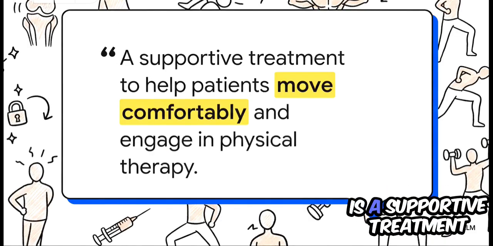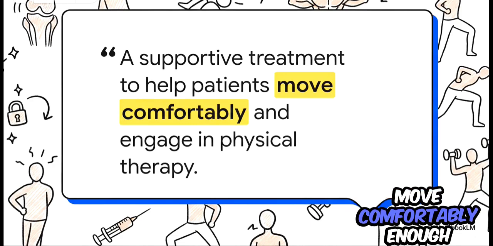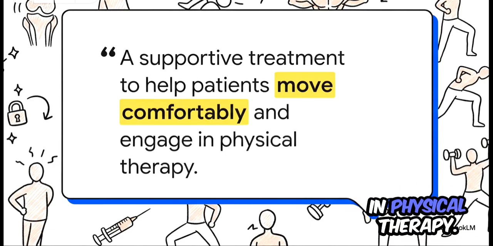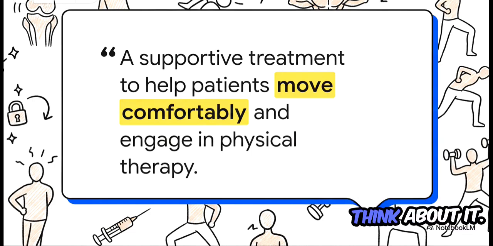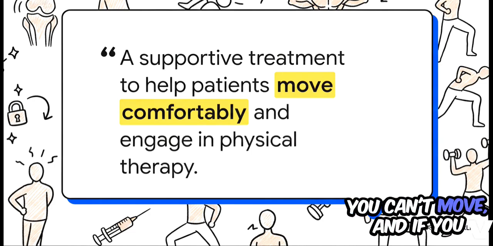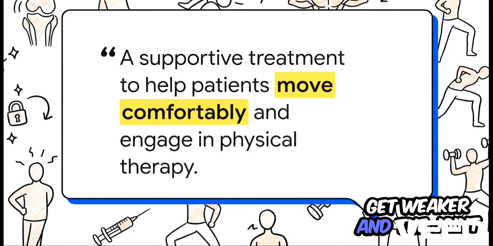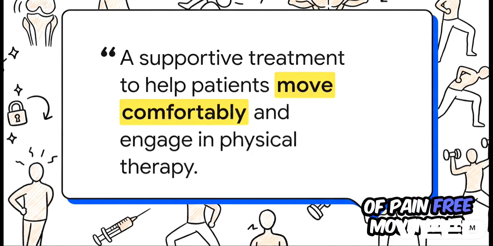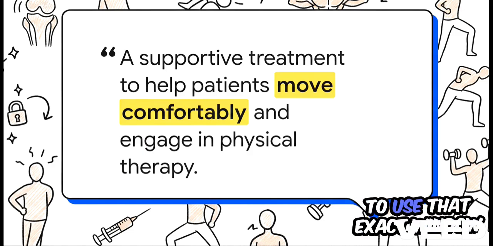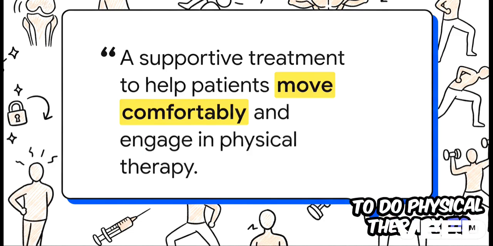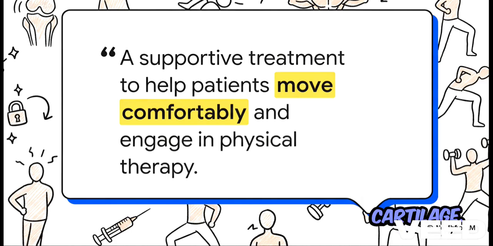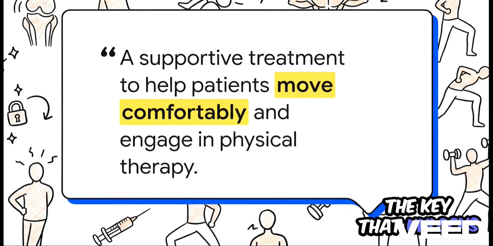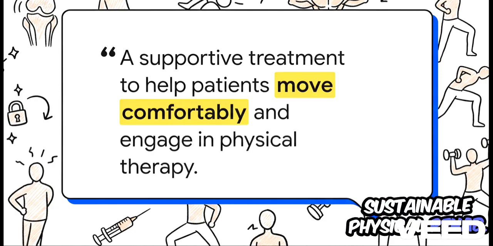And why is that temporary bridge so important? Because ultimately, this is a supportive treatment meant to help patients move comfortably enough so they can actually engage in physical therapy. Honestly, this is the real secret to managing osteoarthritis. Think about it. If you're in agonizing pain, you can't move. And if you can't move, your muscles get weaker and the joint actually gets worse. The steroid injection buys you a critical window of pain-free movement. The real long-term goal is to use that exact window to do physical therapy, to build up and strengthen the muscles around the joint so they can take the pressure off that damaged cartilage. The injection is essentially the key that unlocks the door to real sustainable physical rehab.